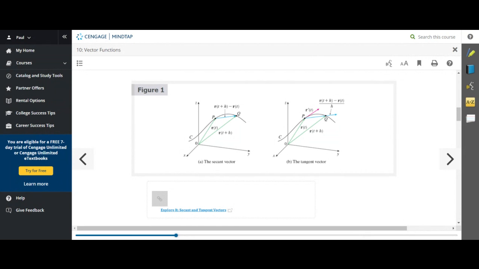You have here in figure 1 on the left a secant vector. So P and Q are points on the space curve, and the vector r of t plus h minus r of t, that's your secant vector. Now you're used to a secant line. That's a secant vector. If you subtract the position vectors r of t plus h and r of t, you get that secant vector. Now if you let the point Q approach the point P, take that secant vector and divide it by h and take the limit, that's going to get you the derivative vector r prime of t.